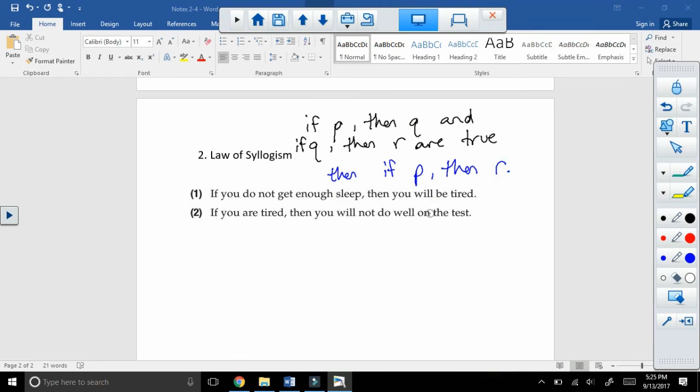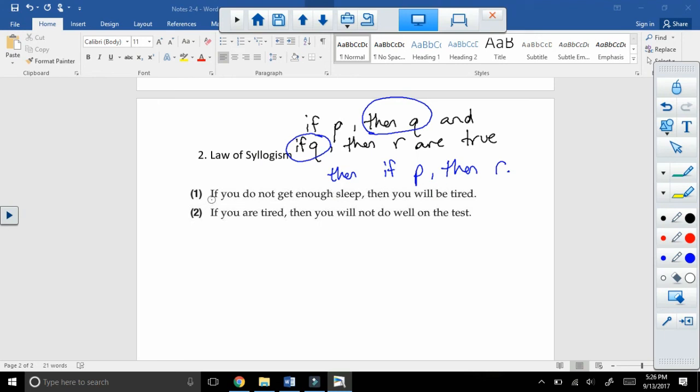I might say something like, if it's raining, then I'll bring my umbrella. And if I bring my umbrella, then I won't get wet. So the final conclusion would be, if it's raining, then I won't get wet. But you can only do this when the hypothesis of the second one matches up with the conclusion of the first. So that's really the biggest thing that you need to look at if you can say that this is valid or not.